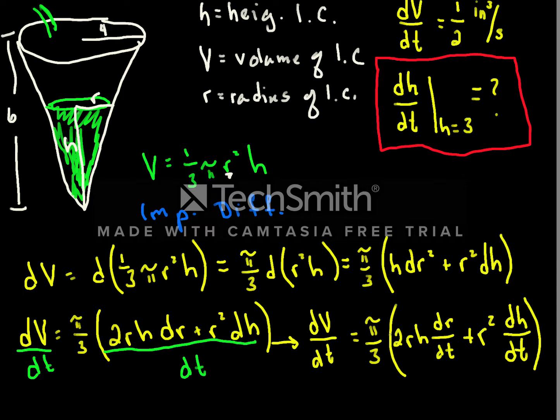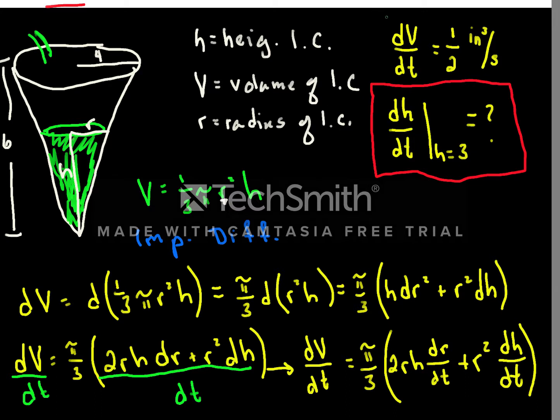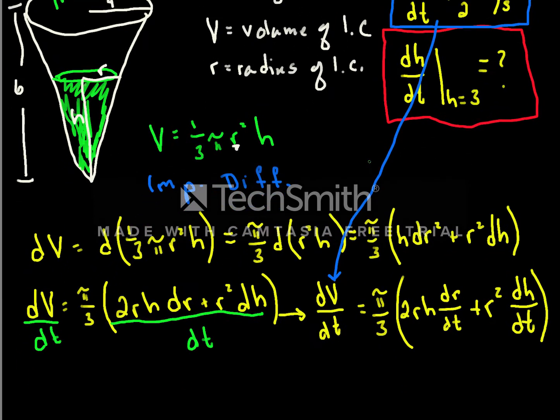So now we have the derivatives, and we know a little bit about dv dt, right? dv dt is 1/2 inches cubed per unit time. So I'll be able to put this right here. This is equal to 1/2. They're one and the same. Okay. Now we want to know dh dt. I can replace dv dt with 1/2, but I can't replace dr dt with anything. What is this dr business? I don't have any information.